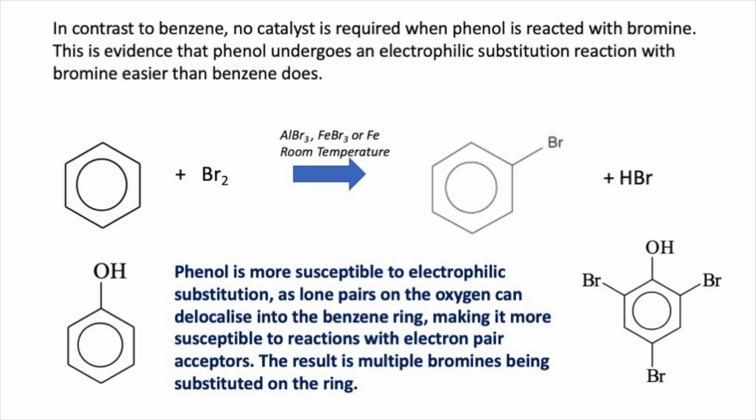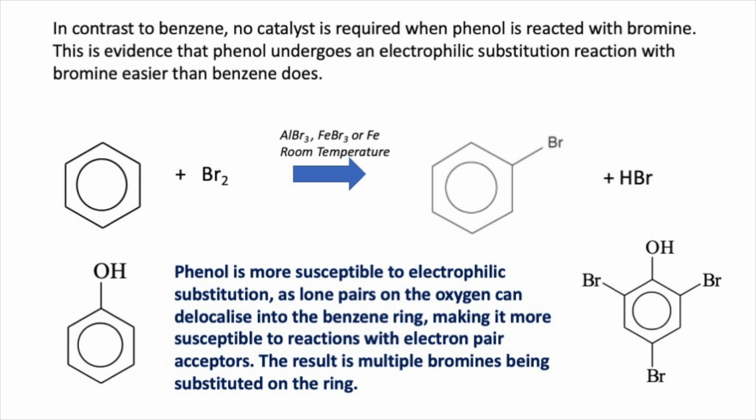Now, the reason that phenol is more susceptible to electrophilic substitution is that the lone pairs on the oxygen can spread into the ring, delocalize into the ring, making it more susceptible to reactions with electron pair acceptors, electrophiles. And you get multiple bromines on the ring, and that is evidence that it's more susceptible to electrophilic substitution reactions.